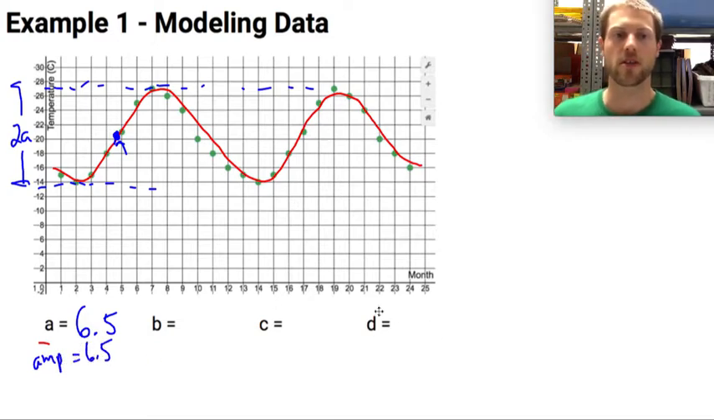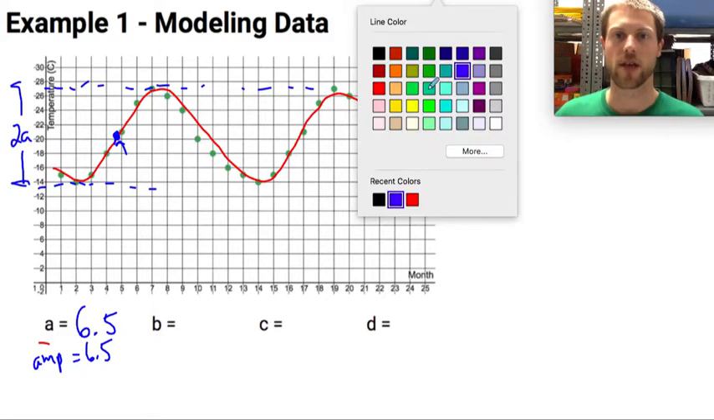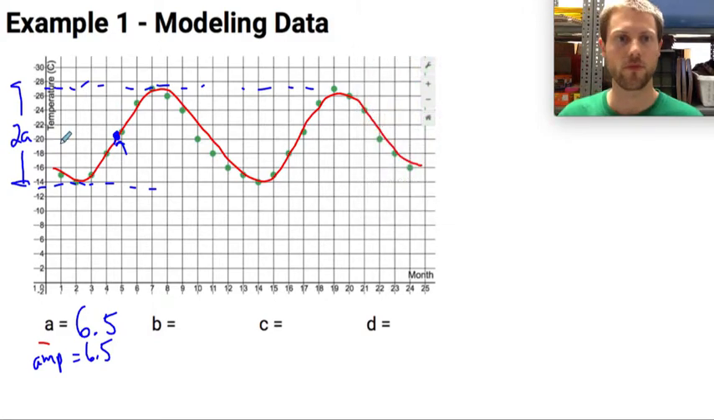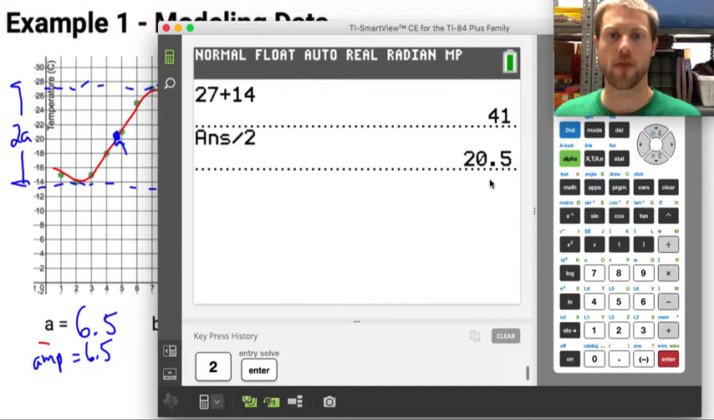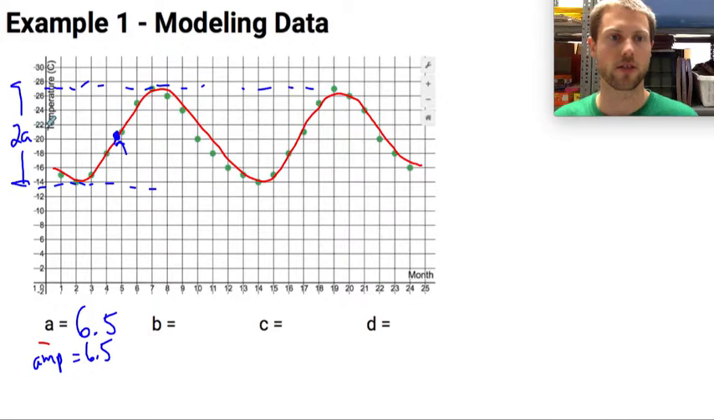All right, let's jump over to the D value because I think that one's a little bit easier to get next. I'm going to eyeball about halfway in between my max and my min. Actually, I can calculate what this is. If 27 is my max and my min is 14, I can take the average of those two: 27 plus 14, divided by 2. That makes my midline, or the middle of this sine curve, 20.5. So let's sketch that in about here. The midline is y equals 20.5, and so my D is going to equal 20.5.